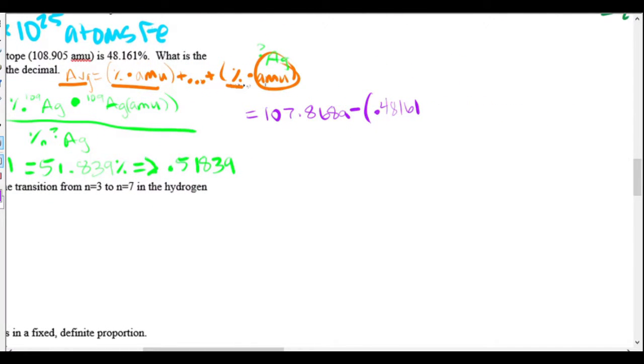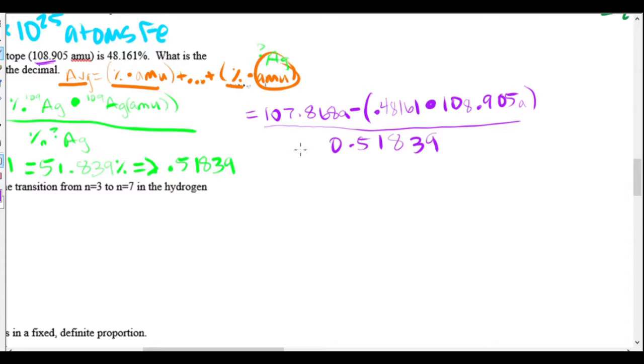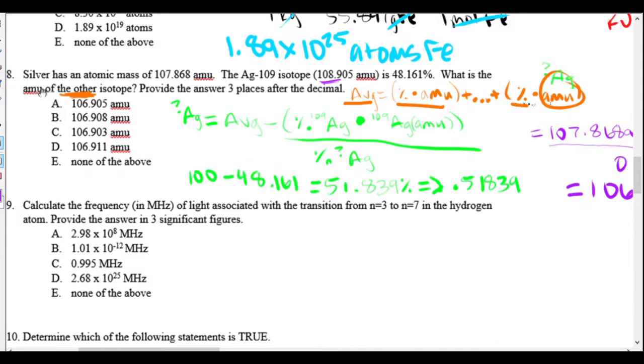times this number right here, so big times 108.905 AMU, sorry about that extra point right there, and that's going to be divided by this percentage we figured out right here, so 0.51839, and when you do that math, you get 106.905 AMU, because she said she wanted it to 3 decimal places. And that gives us this answer right there. Sweet.